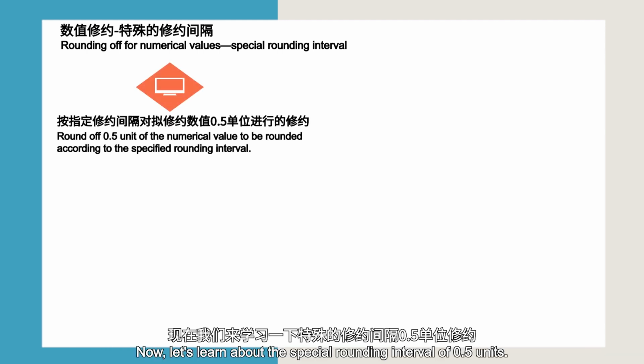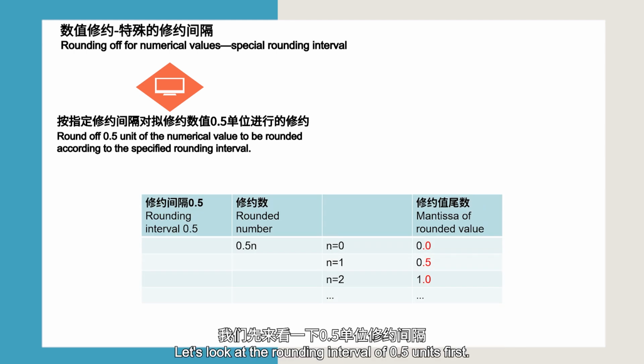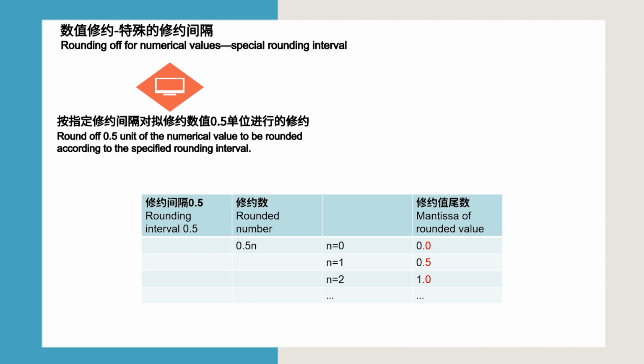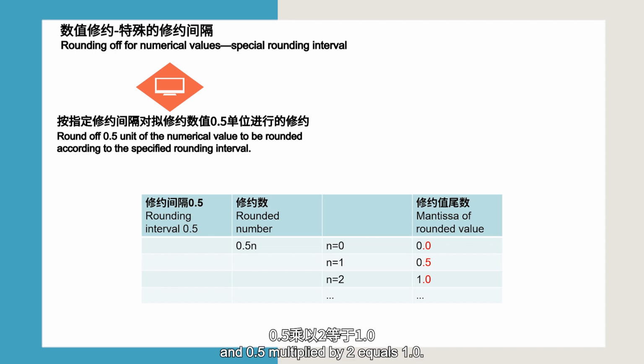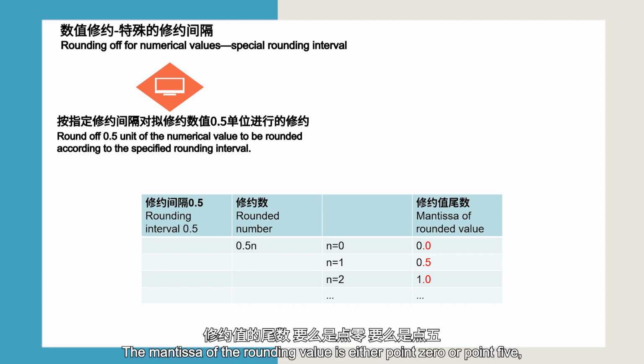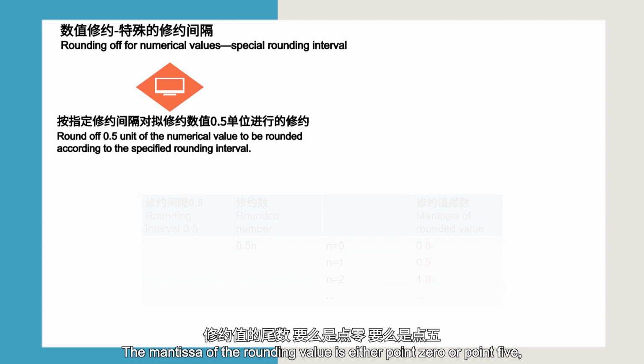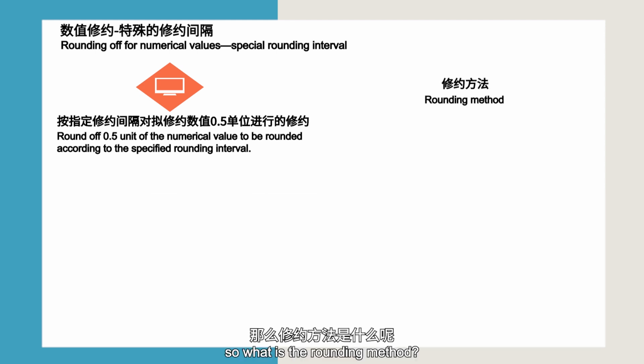Now, let's learn about the special rounding interval of 0.5 units. Let's look at the rounding interval of 0.5 units first. What should be the mantissa of the rounding value? According to the integral multiple of 0.5, 0.5 multiplied by 1 equals 0.5, and 0.5 multiplied by 2 equals 1.0. The mantissa of the rounding value is either 0.0 or 0.5. So, what is the rounding method?